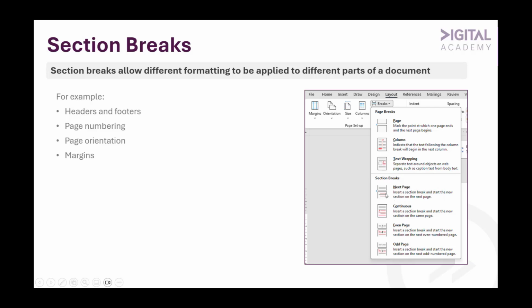The next page section break, a bit like a page break, moves you to the next page, but it is going to start a new section. A continuous section break, we would use if we don't want to move to the next page, but we do want to start a new section. So it will just start a new section in the middle of that page, wherever our cursor is. Not going to move us to the next page, but we know that we're moving on to the next section.